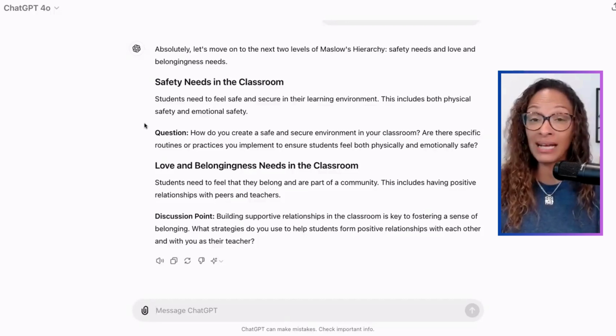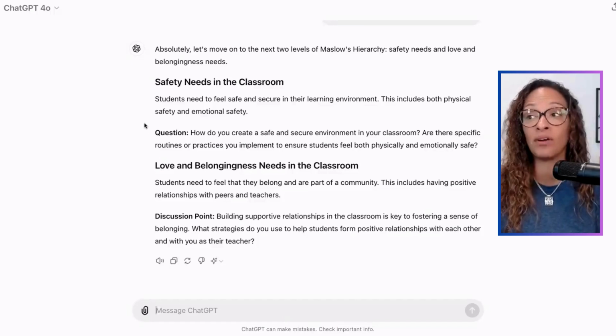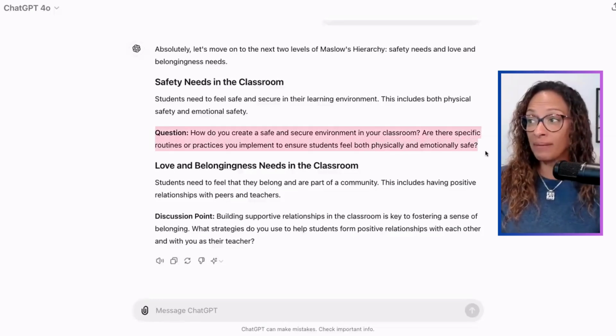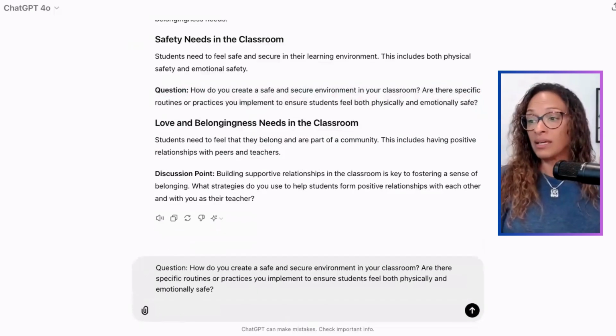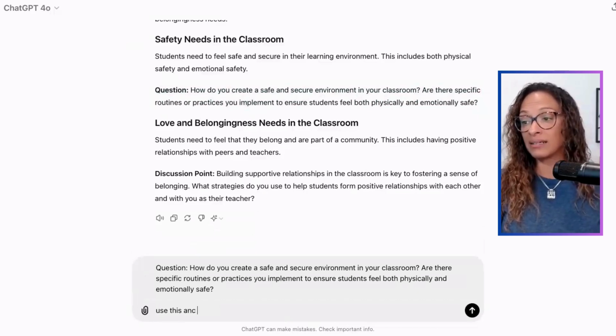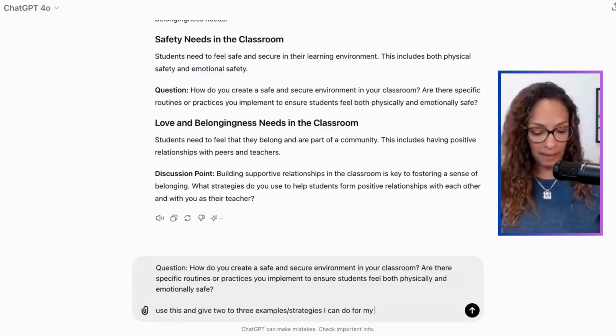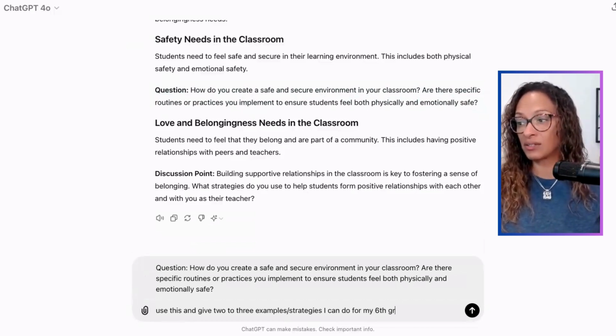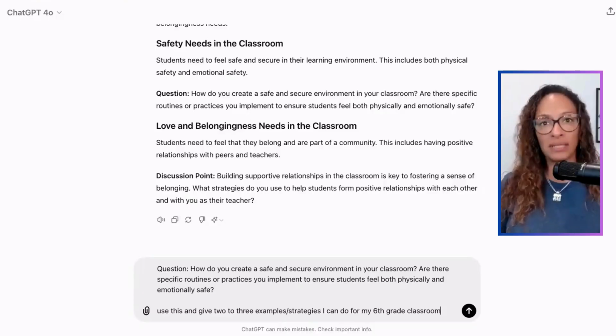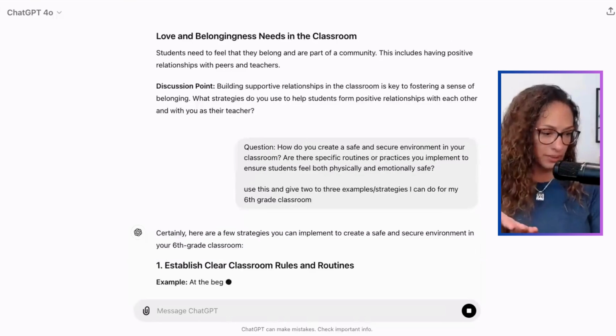What you can do with ChatGPT is to ask it to give me 2 examples of what I can do to allow students to feel this. Like, you grab this one, copy it, throw it in here, use this, and give me 3 examples or strategies I can do for my, we'll say, 6th grade classroom. When you're prompting, you want to give it the environment. Like, what type of classroom is it? Is it a grade classroom? Is it a content classroom? Things like that. So let's see what it'll give us in this situation.